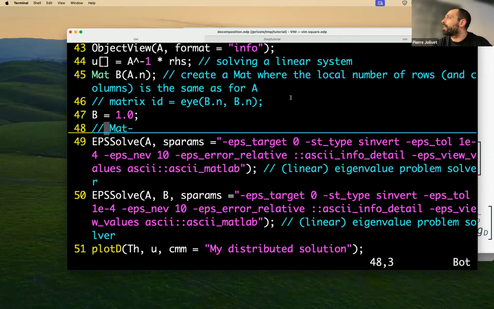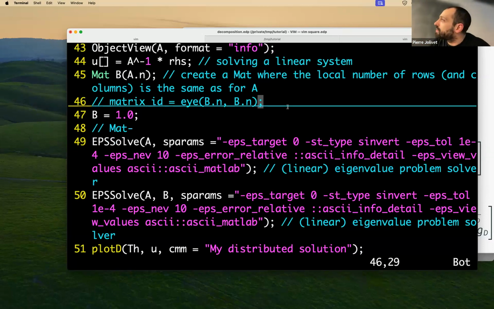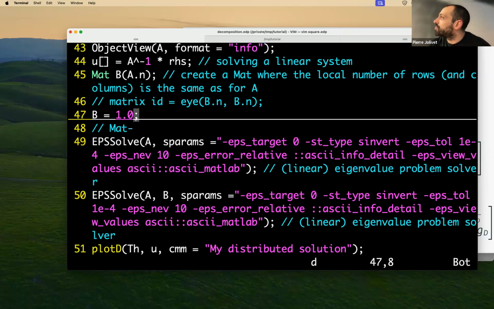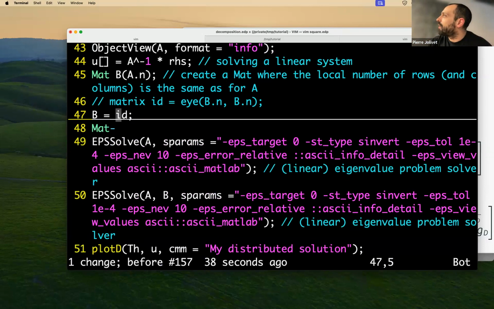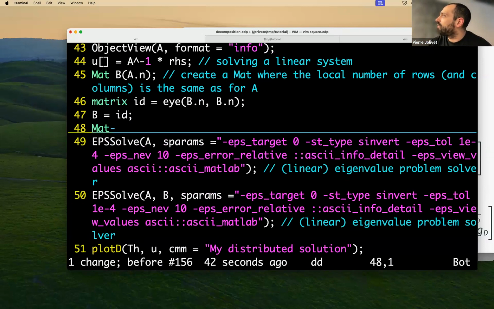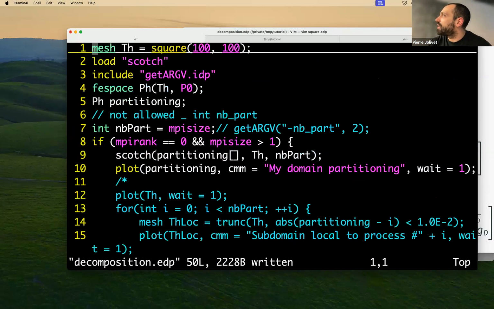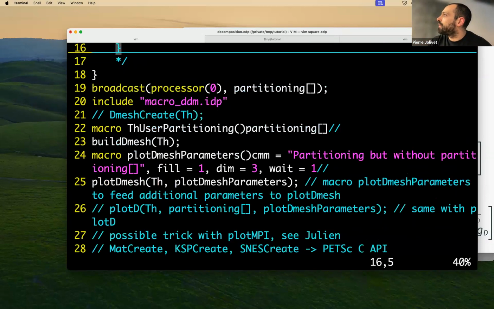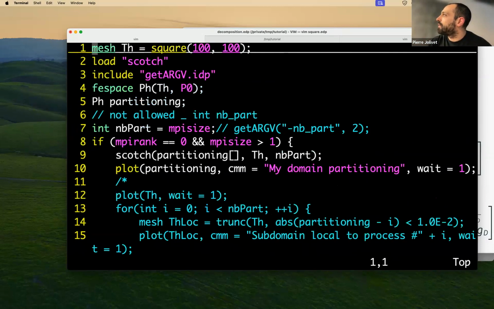Just to check the machine. Okay, just give me one second. I will go back to a functioning version. This should depend on the size of the mesh. It's okay? Yeah, I just got in my EPS solve statement.